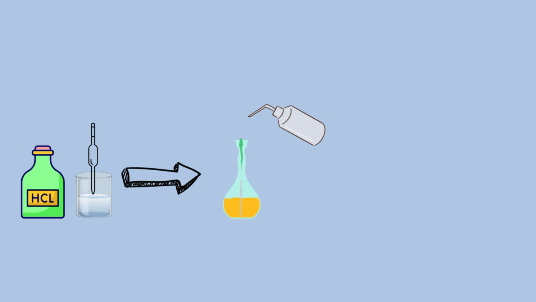Distilled water is then added gradually to the flask, diluting the acid to the desired concentration. Finally, the solution is mixed thoroughly to ensure uniformity. This diluted solution is now ready to be used for chemical analysis.